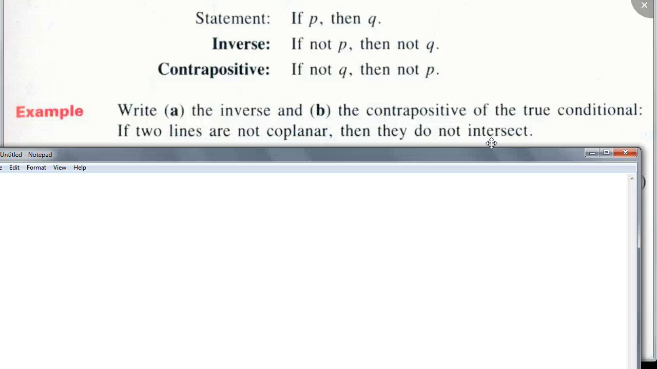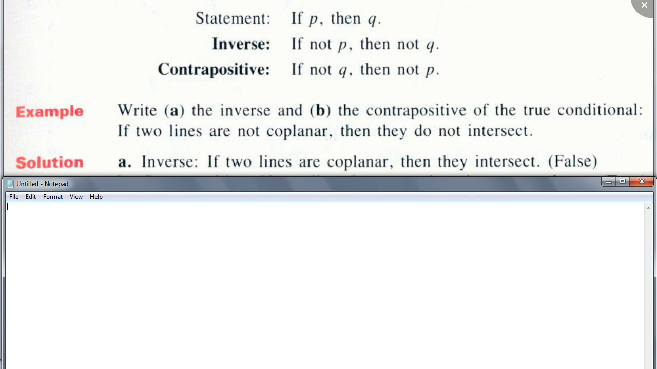So can somebody give me the inverse for this statement? Remember what we just said. You don't have to write this one. How about Yvetta? Can you give me the inverse of the statement? So what does that mean when you say not twice? If two lines are what? Coplanar, then they intersect. That's exactly right. There's the inverse, and that's false, right? They don't have to intersect. They could be parallel.